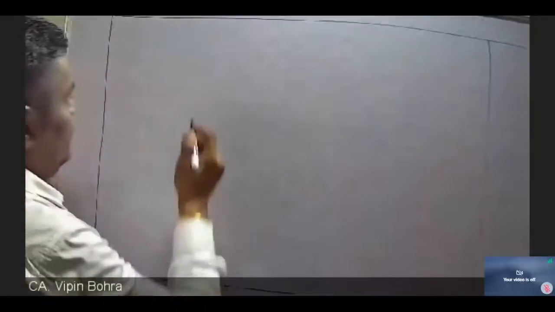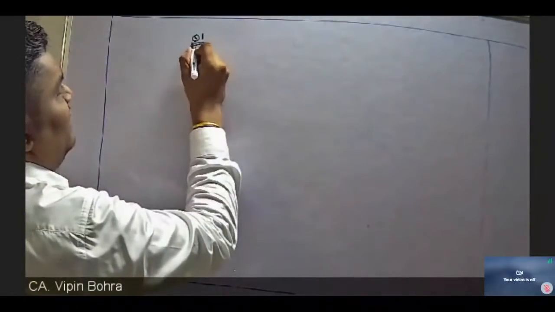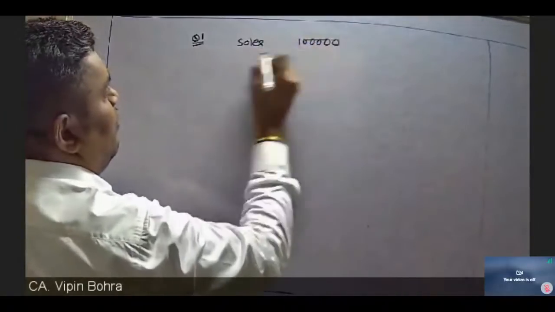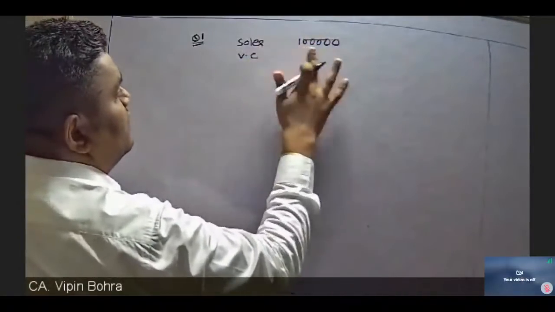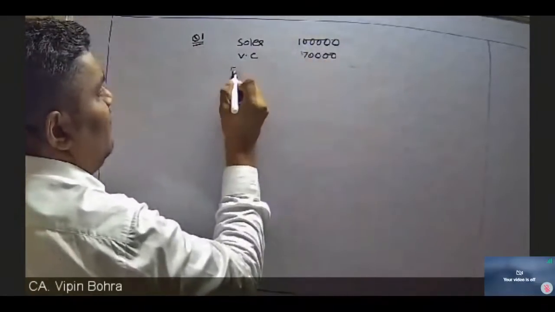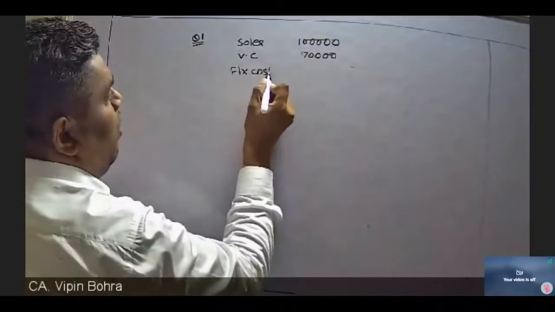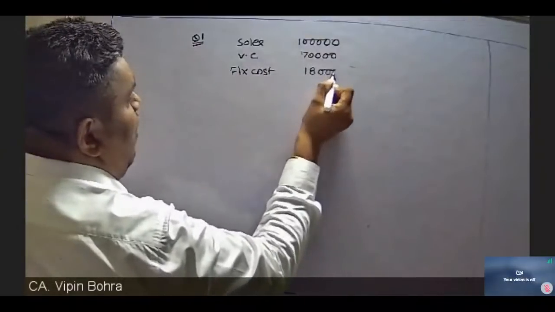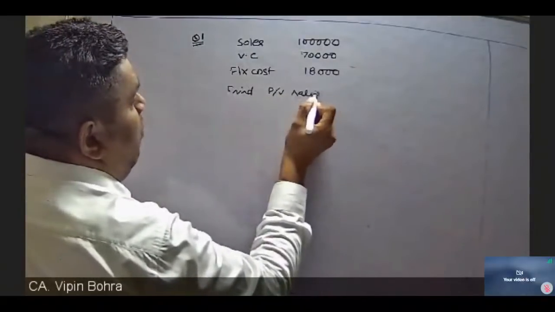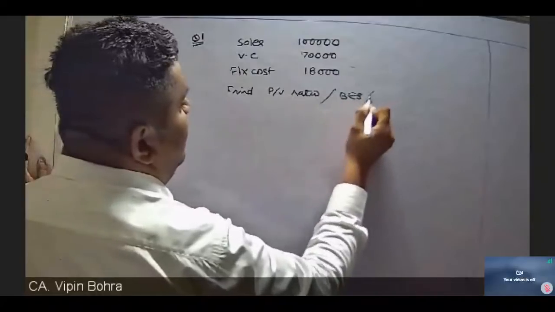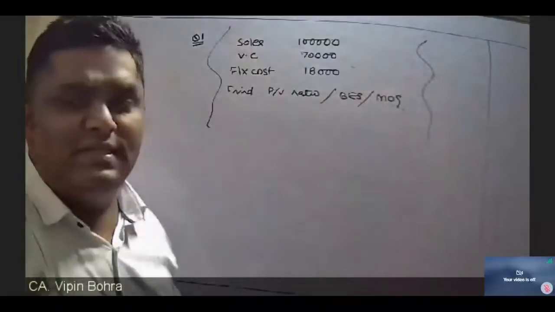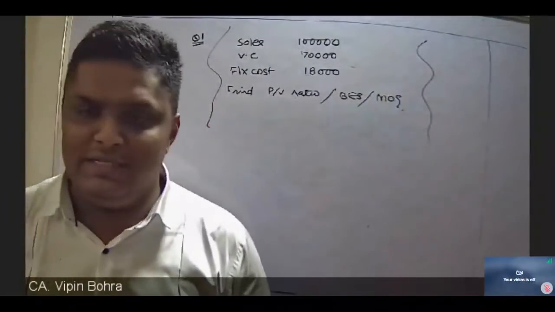For the students who have not downloaded the study material, my question number 1 is: sales 1 lakh, variable cost 70,000, fixed cost 18,000. Find PV ratio, break-even sales, margin of safety. Please write your answers in the query section. I'm waiting for your answers, guys. Be quick.